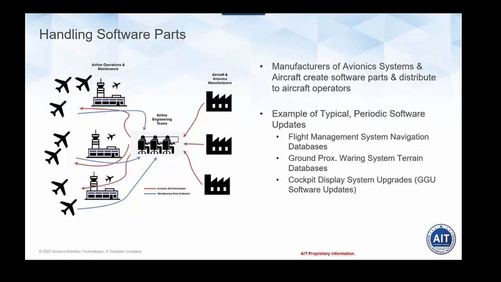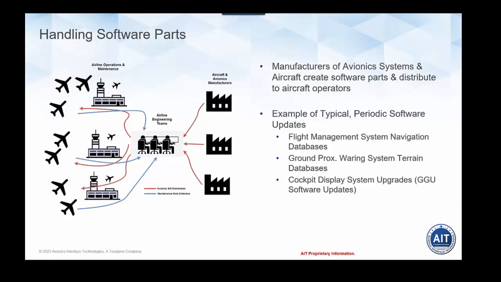Examples of software parts or types of software that is periodically, on weekly or monthly cycles, distributed from manufacturers through operations engineering teams out to aircraft are flight management system navigation databases. So FMS systems typically require that their nav databases are updated at least once a month. There's also ground prox warning systems on aircraft, and those have to have terrain databases that are updated, usually monthly also. And then cockpit display systems.